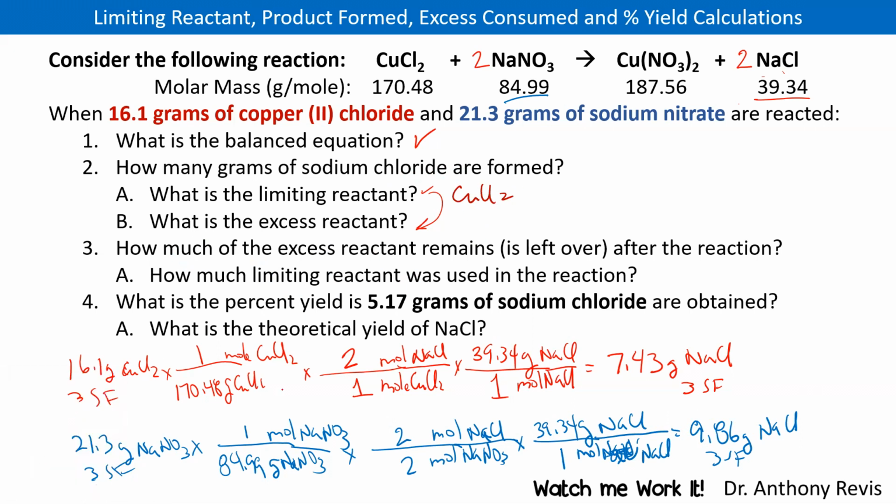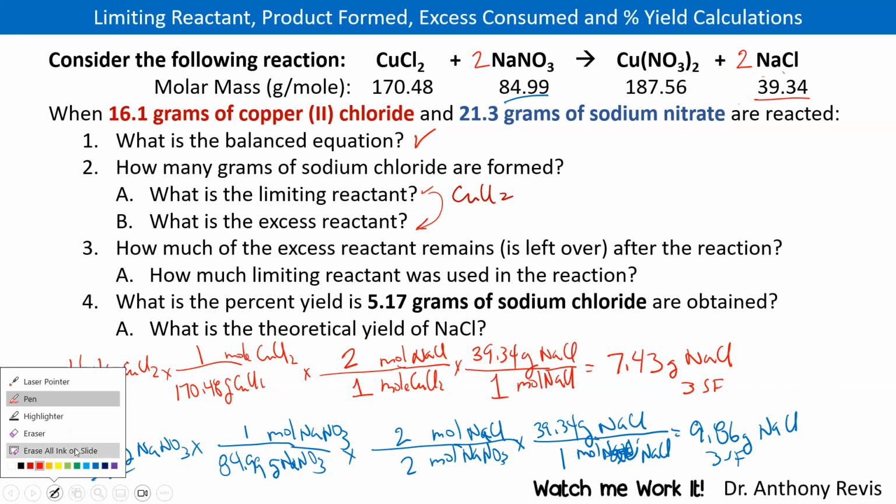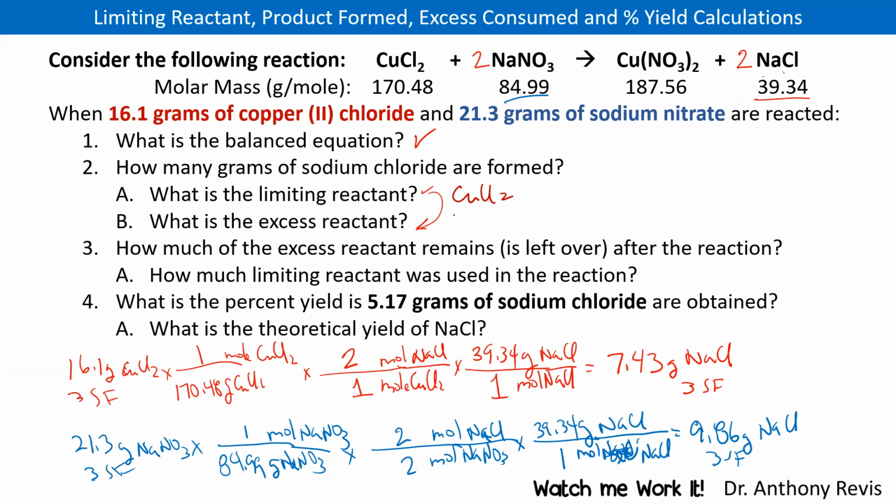All right. Therefore, my excess reactant would be the other species. Yep, sodium nitrate. All right. So how many grams are formed? That's a pretty important question to answer. The grams formed is 7.43 grams of sodium chloride from this balanced equation here.